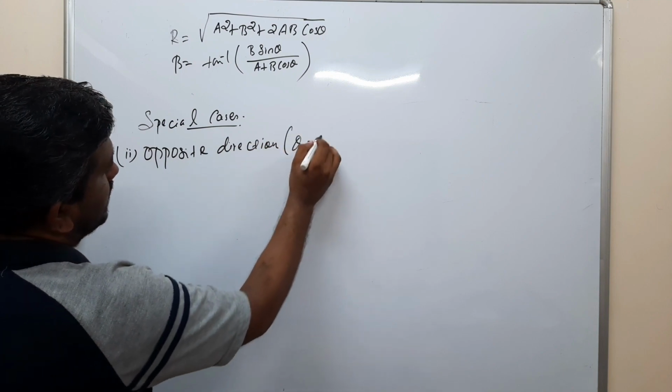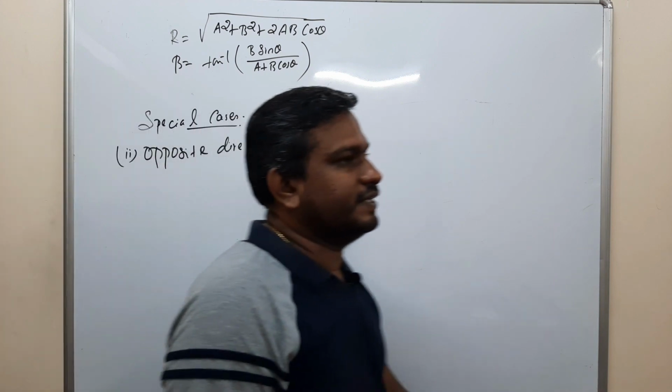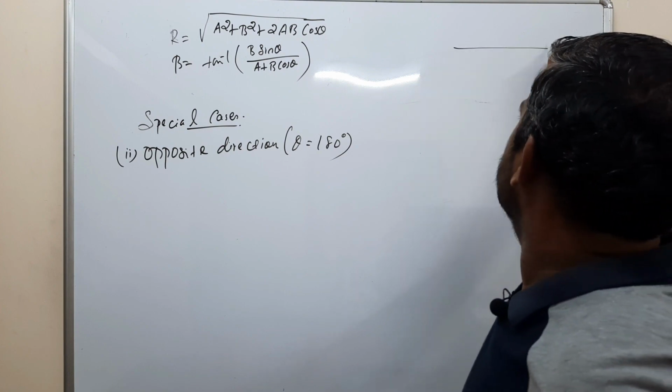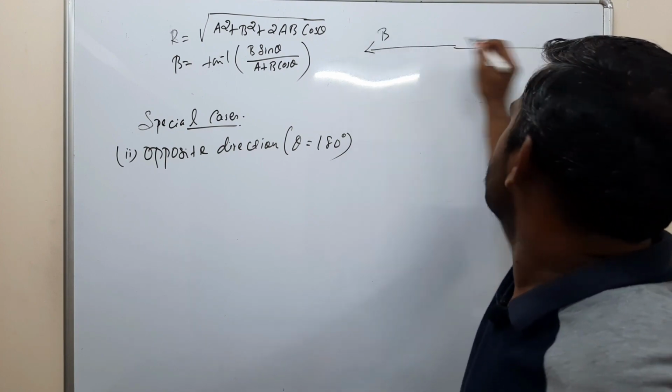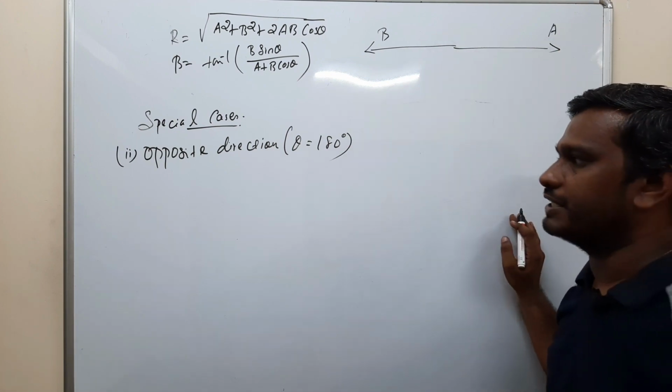That is, theta is equal to 180 degrees. One vector is acting in direction A and another vector is acting in direction B. So the angle of inclination between the two vectors is 180 degrees.